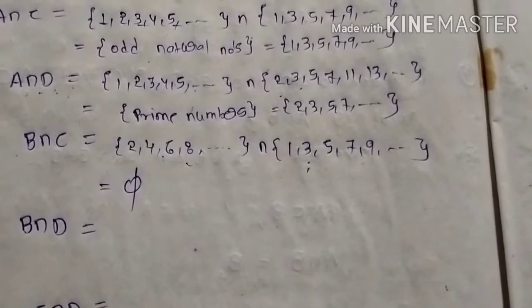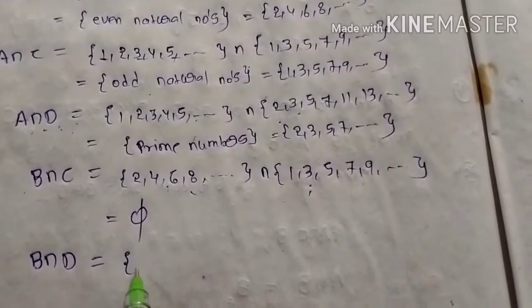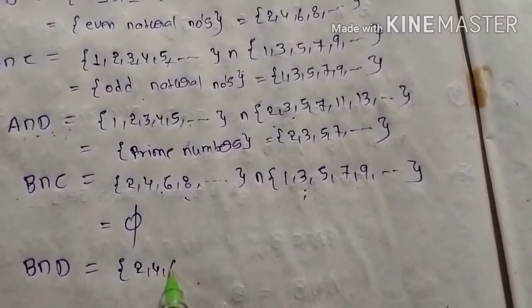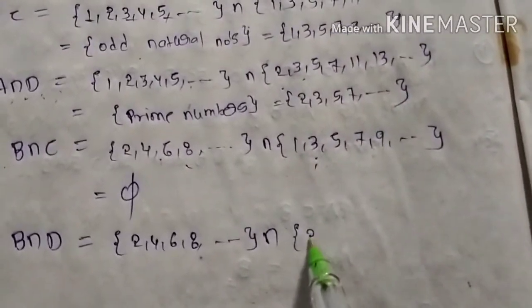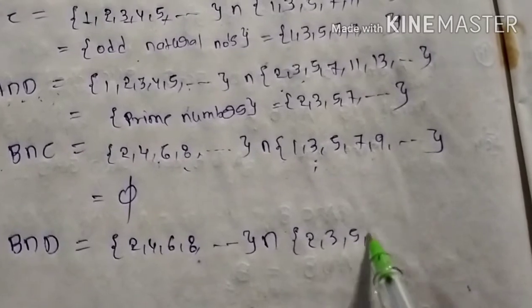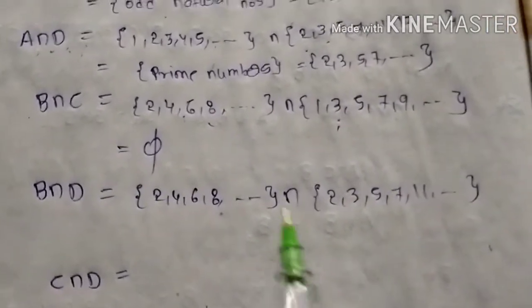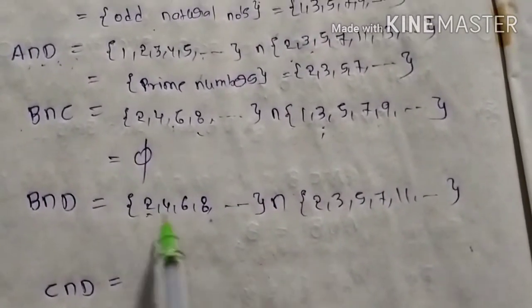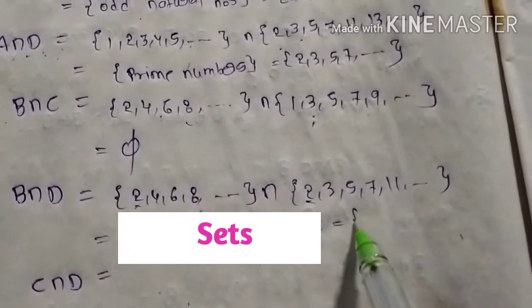Next one more here, B intersection D. B is which set? B is the even natural numbers. Yes or no? That means 2, 4, 6, 8 and so on. Intersection D means D is the prime numbers or not? Yes. That means I am taking 2, 3, 5, 7, 11 and so on. See which is common in both sets. 2 is the common or not? Yes or no? Your answer will become 2 only.